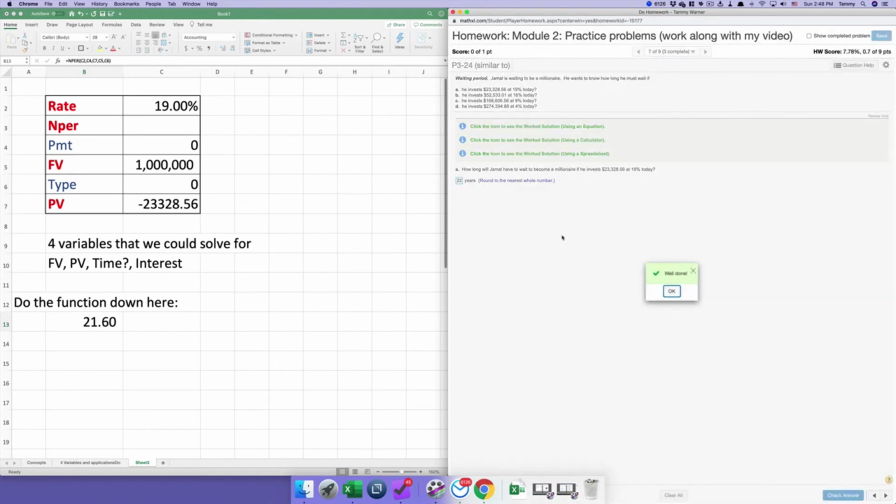Yep. Okay. So those are the 4 types of problems. Now I'm going to end this here, and you can go ahead and practice before you sit down and do the graded assignment.